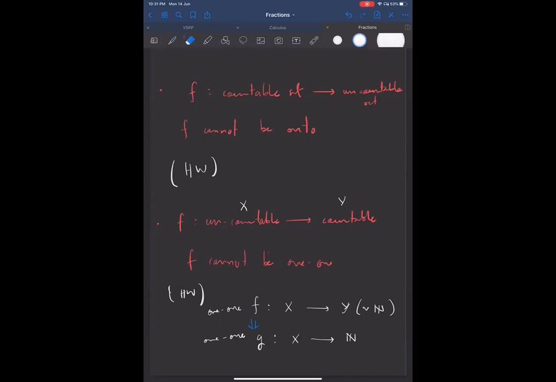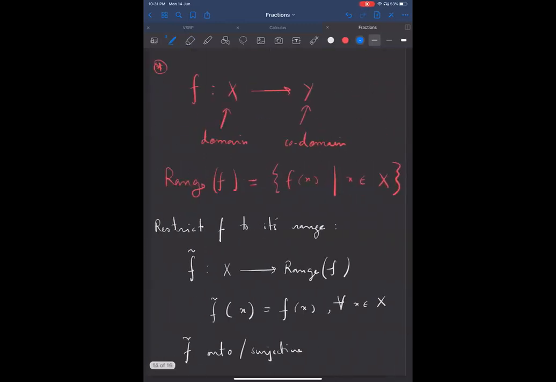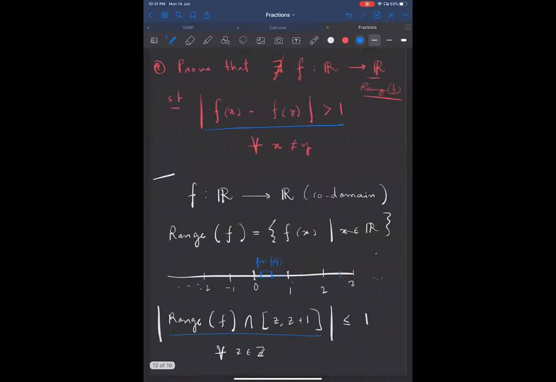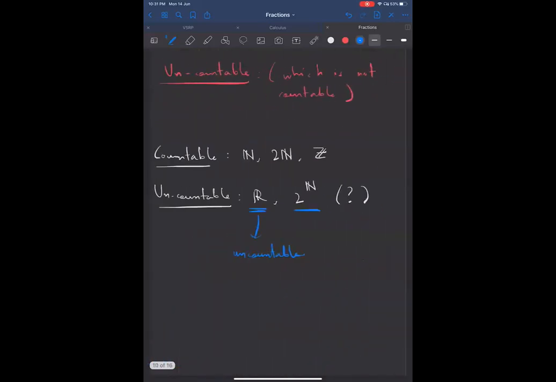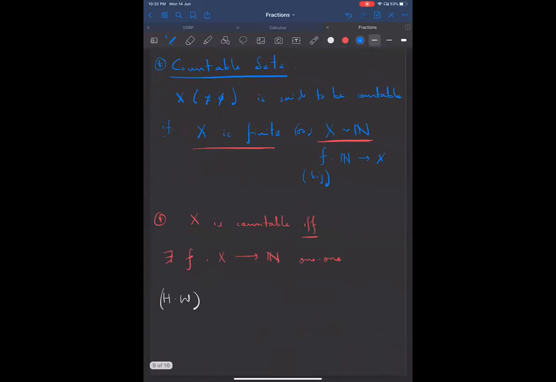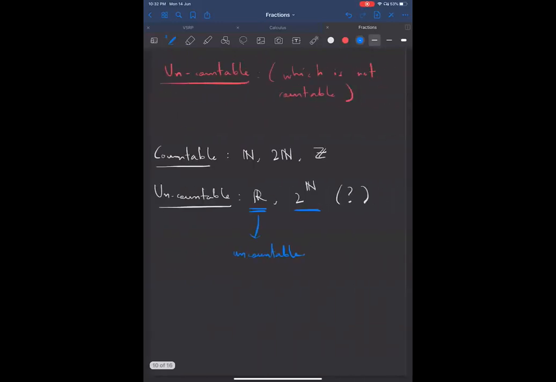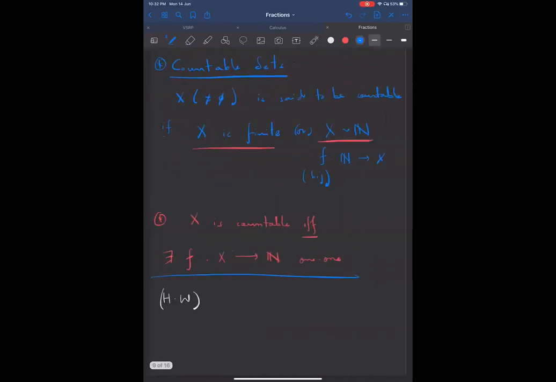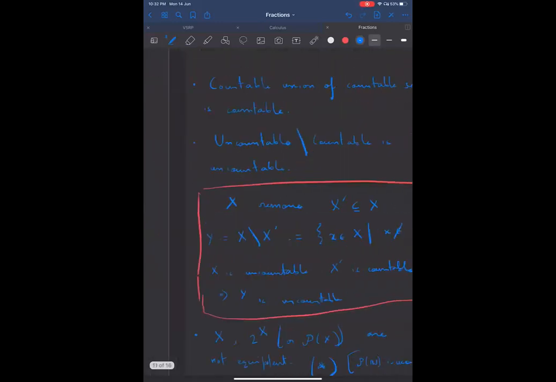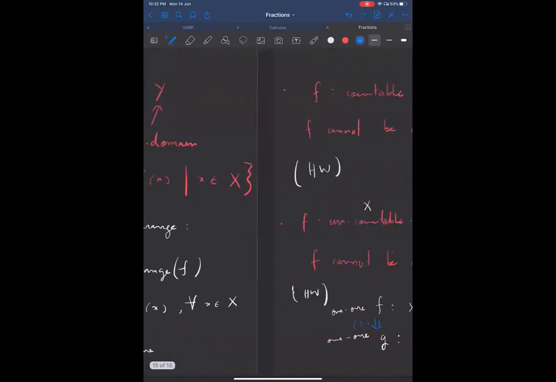If you get that, then it's just a one-liner, right? Because again, let's go back. I will just finish this part once. X is countable if and only if there exists a 1-1 function from X to N. Remember this? This is another statement we can prove. Homework. So now we have a 1-1 function from X to N.